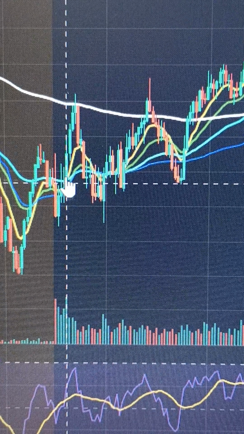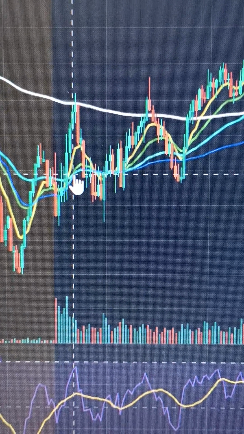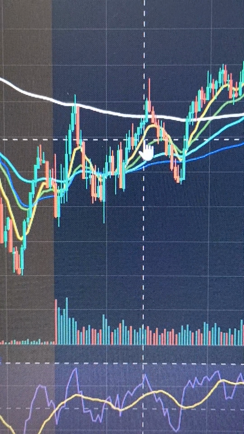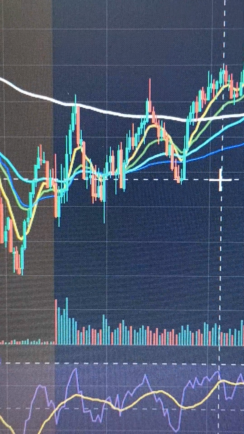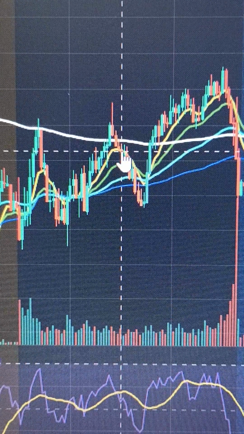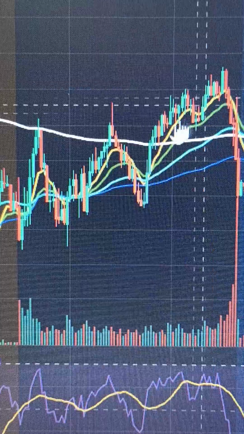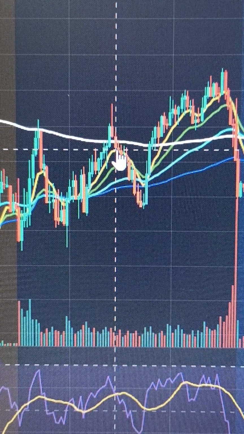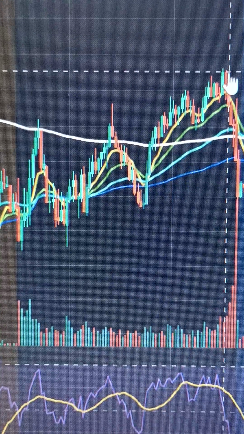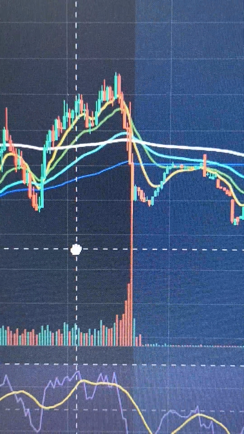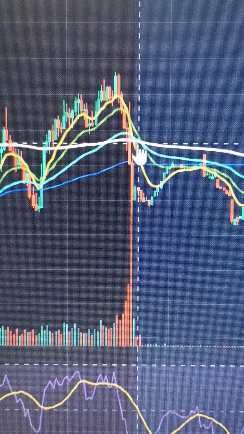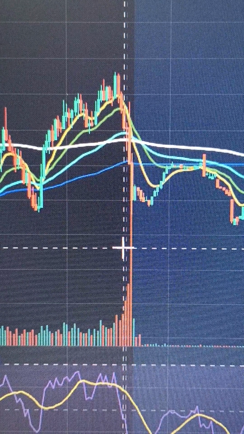Once the 9 crossed above the 21 and the 50, the market went up. And as the EMAs maintained this bullish trend, you can see that the trend continued and the EMAs stayed bullish as the trend continued to go up. Then once the 9 crossed below the 21 and the 50, the market goes down.